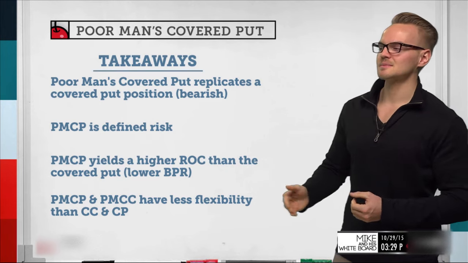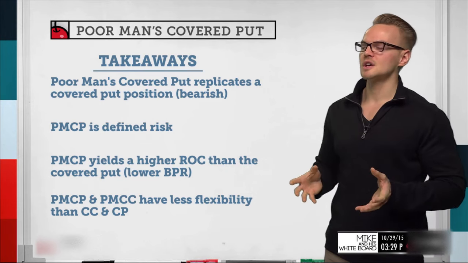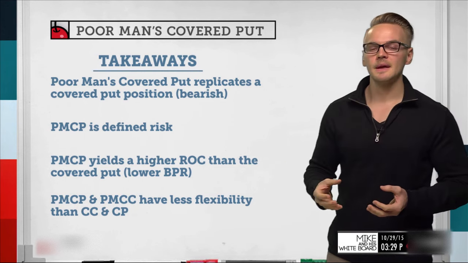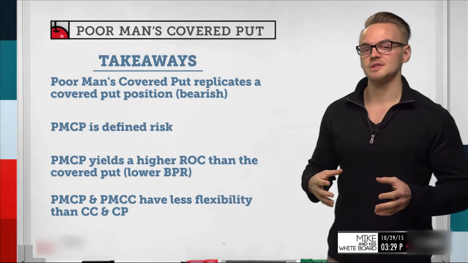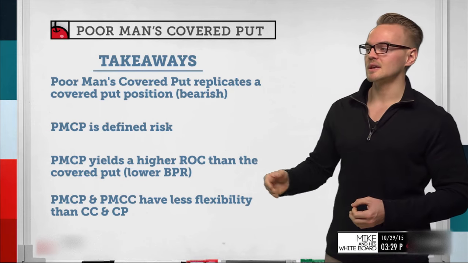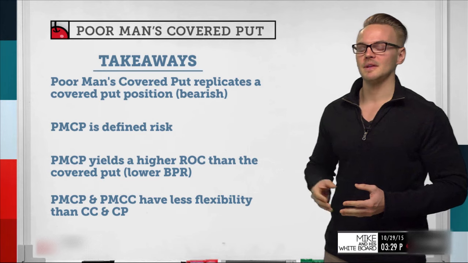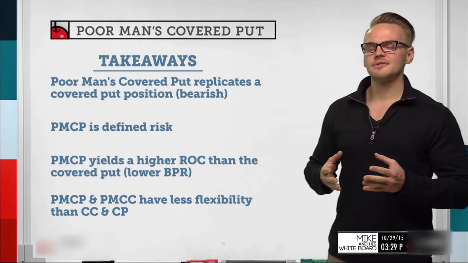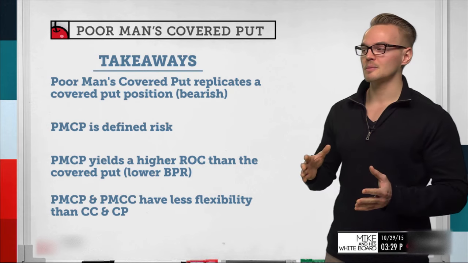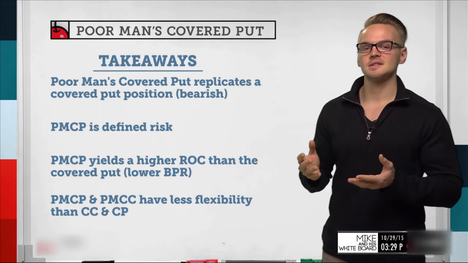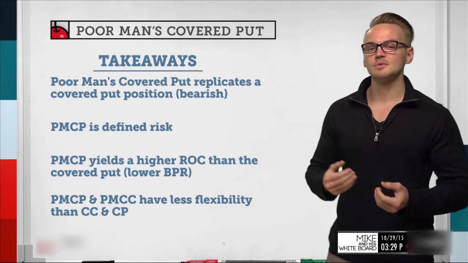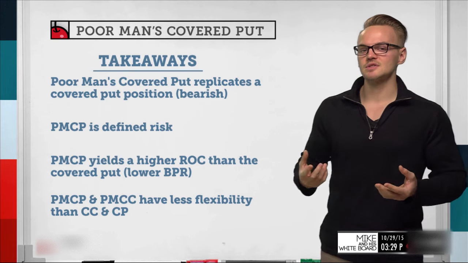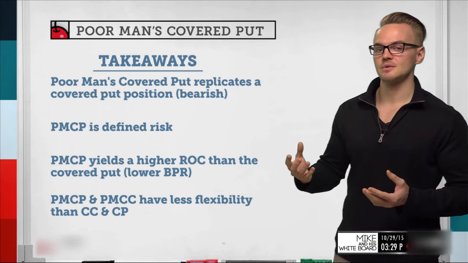And last but not least, poor man's covered put and poor man's covered calls do have less flexibility, in my opinion, than a covered call and covered put, and that's because we have those expirations. So with the long option in a poor man's covered put in December, and also with the example in the poor man's covered call yesterday, when we define that expiration, for the poor man's covered put, my expiration is December. So that underlying has to move in my direction by December, or else I'm going to probably see a loss on this trade unless I manage it in some certain way.